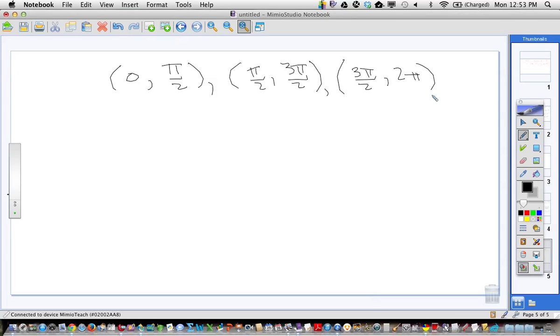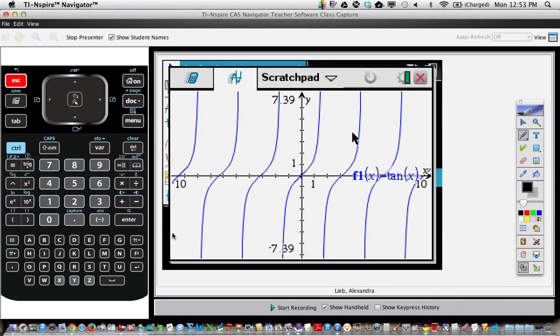Okay? So increasing. Are there any local maximum endpoints? No. Not on this graph because it's always increasing. So that would be no. Does it have, or where is it concave up?